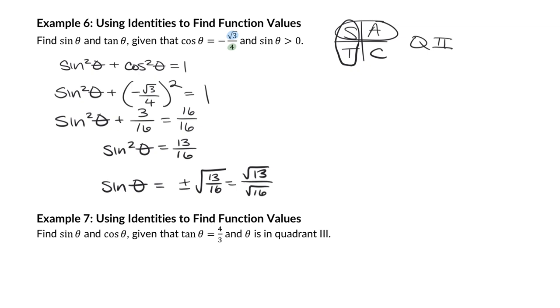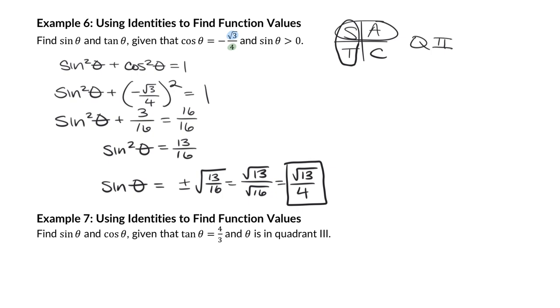Can you take the square root of 13? No. Can you break the number 13 down in any way? No, it's prime. So we're going to leave that as square root 13 in the top. But what's the square root of 16? 4. Okay, question. I left the plus or minus at the very beginning. But since we know we're in quadrant 2, is sine of theta going to be positive or negative? Positive. So I can confidently answer that sine of theta would be square root 13 over 4.